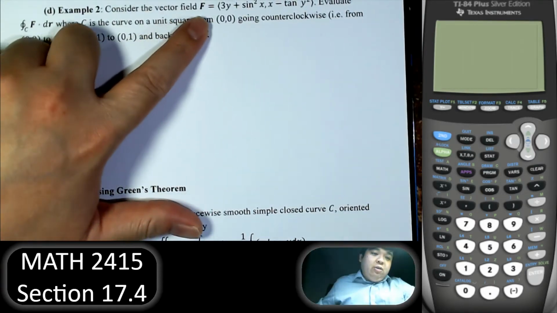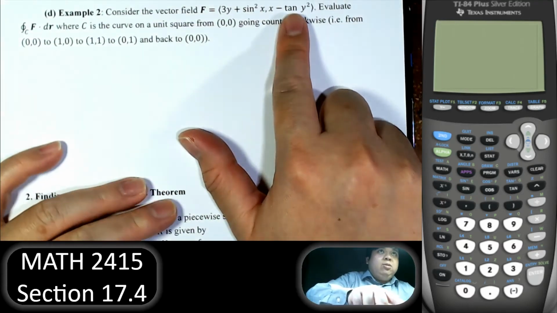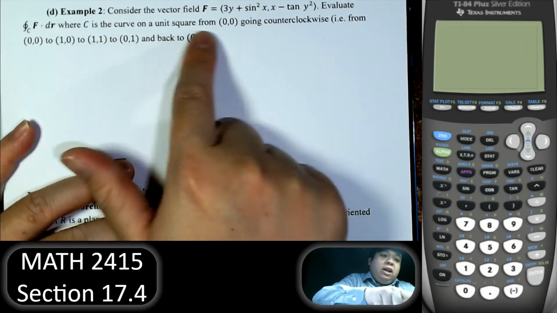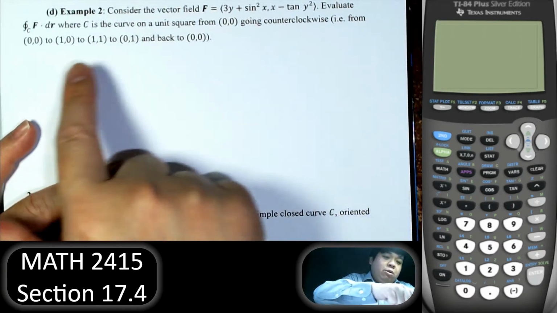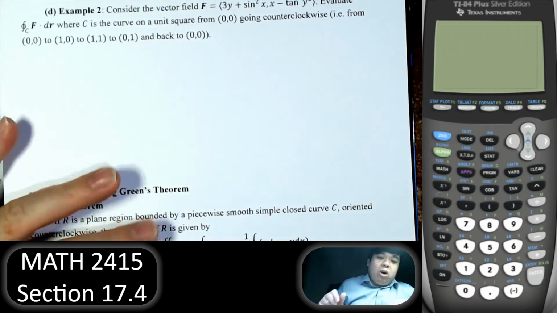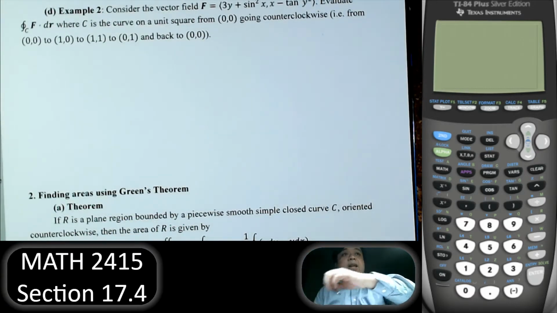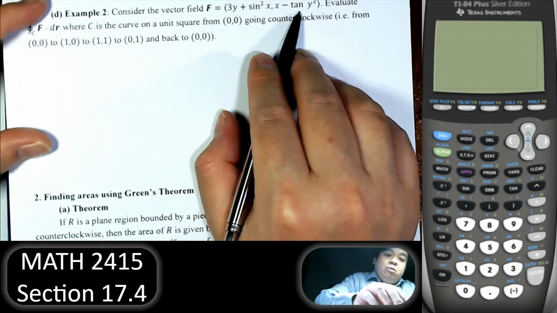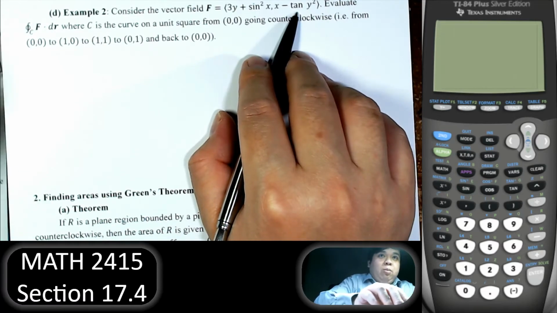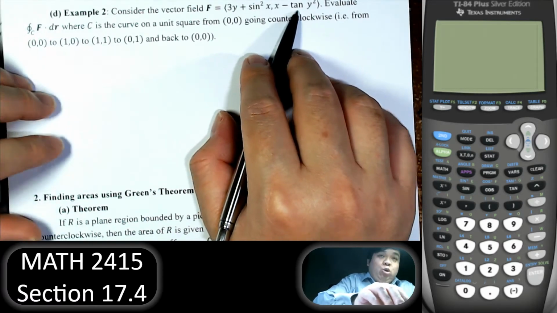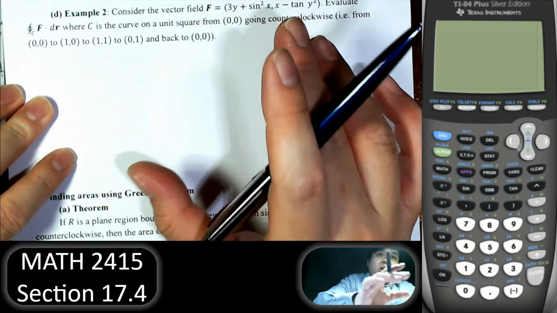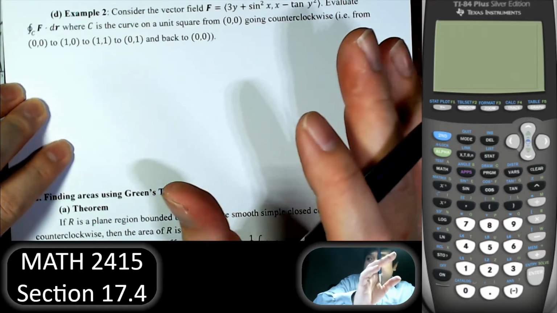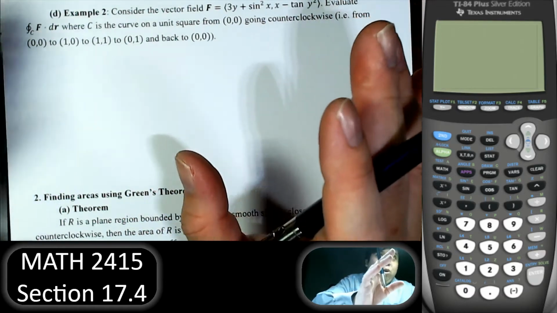Now consider the vector field F, with two components. Evaluate that, where C is the closed curve, the unit square starting from 0, 0 and going counterclockwise. So in the big scheme of things, this is what we have. A vector of two components, which is good. If it's 3 components, there's something else: the 3-dimensional version of Green's theorem, which we call Stokes' theorem. That is section 17.7. Right now, we only focus on Green's theorem.